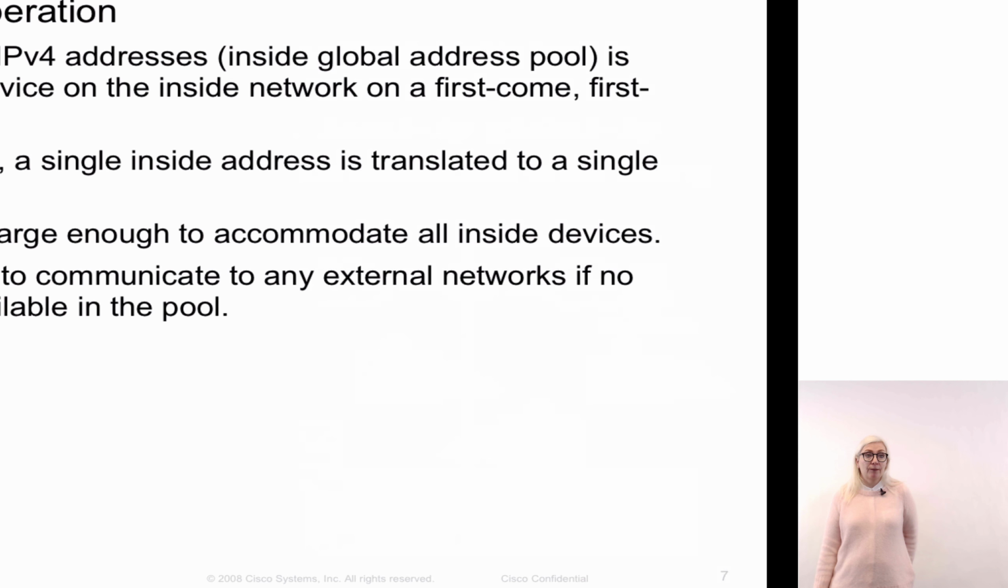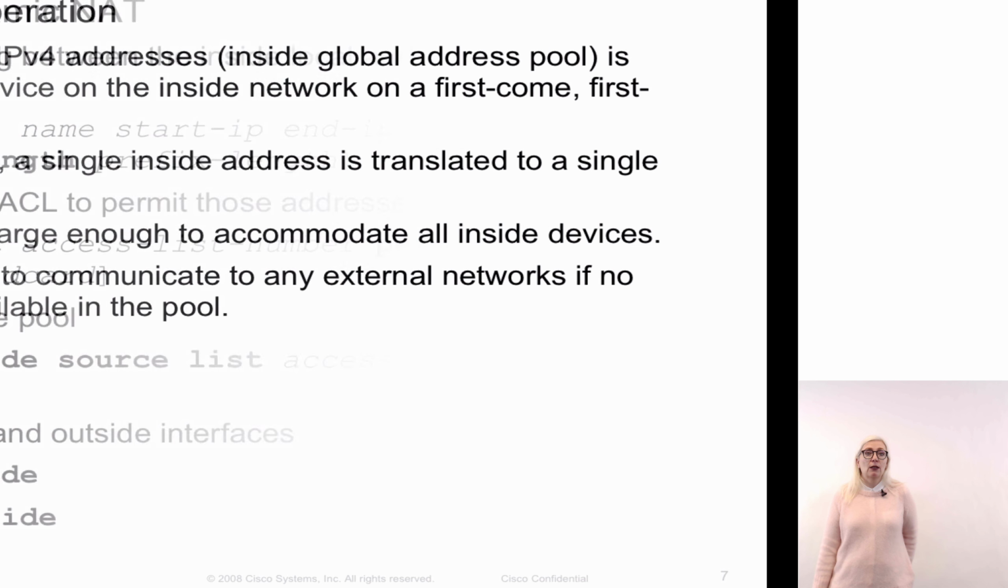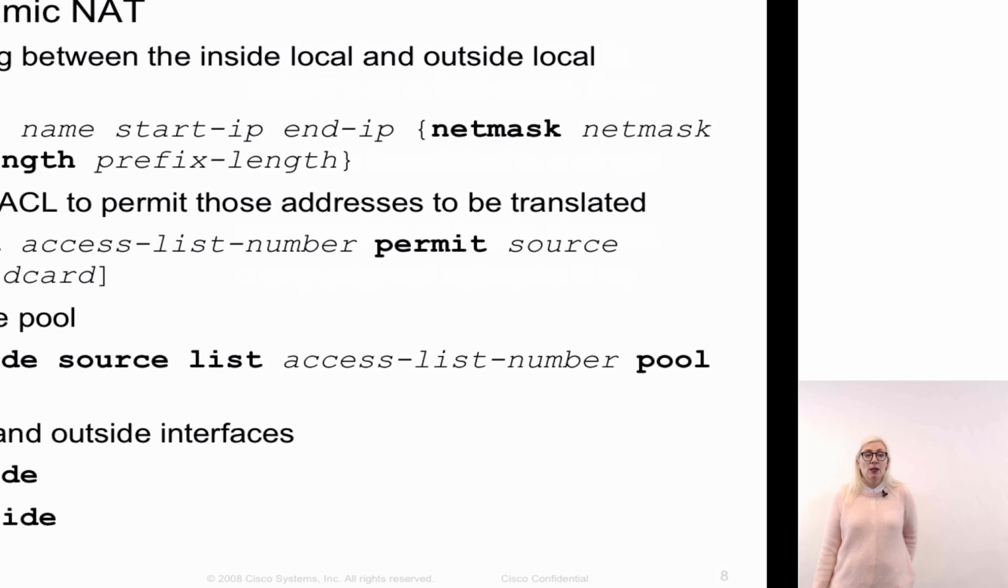For the dynamic NAT, when we want to configure that, we need to configure a pool of IP addresses that we can use to translate from. So we use the command ip nat pool and then a name and then a start and end IP address and the subnet mask.